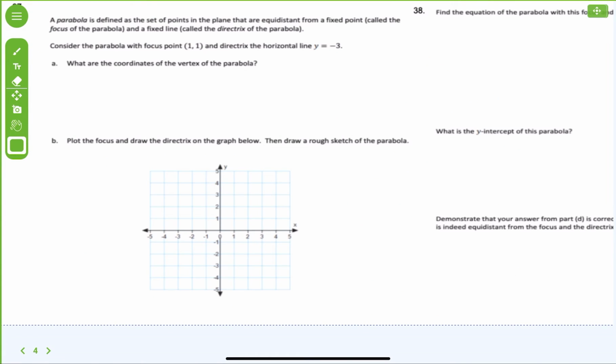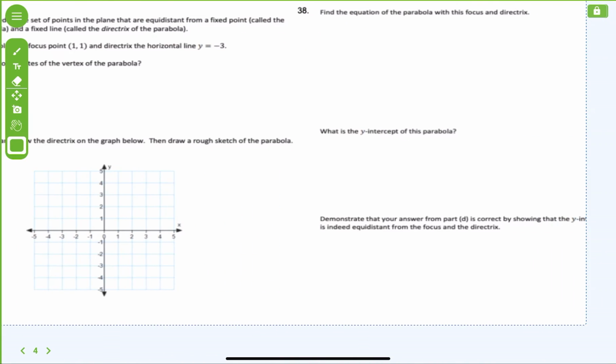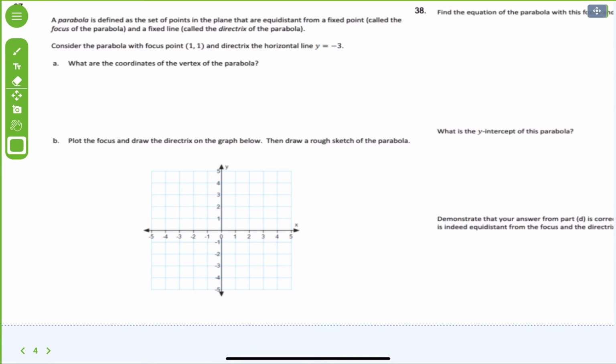All right, let's look at number, what's this? This is actually number 37 and 38, the last two that I'm going to do here. Okay, so this skips to number 37. It says a parabola is defined as a set of points in the plane that are equidistant from a fixed point called the focus of the parabola and a fixed line called the directrix of the parabola. So consider the parabola with a focus point of 1, 1, and the directrix, the horizontal line of y equals a negative 3. What are the coordinates of the vertex of the parabola?